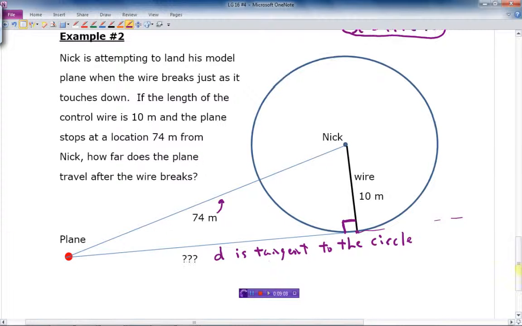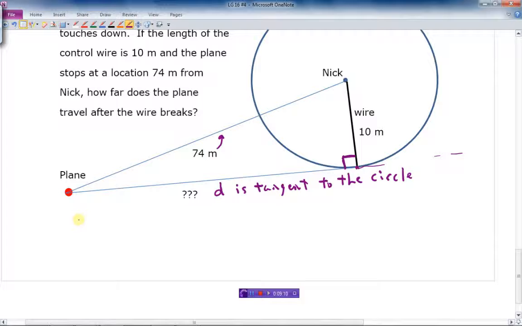Once again, we're going to do a squared plus b squared equals c squared. I'll call d a, so this will be d squared. I don't know what that side is. The other leg is 10 meters, and that's equal to the hypotenuse squared, which is 74 meters. So what we're going to do here is square these numbers. So d squared plus 100 equals 74 squared.